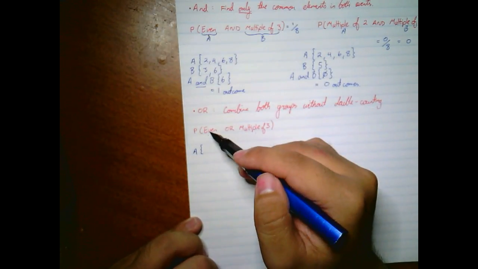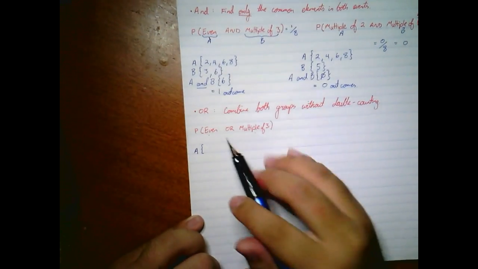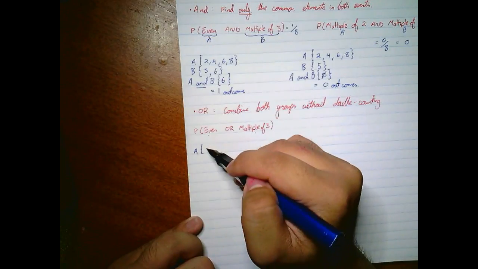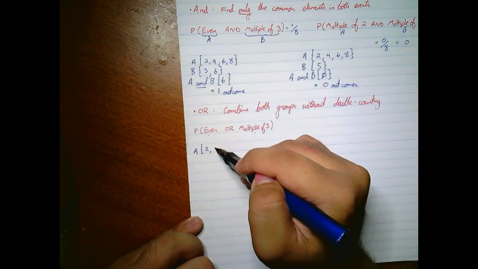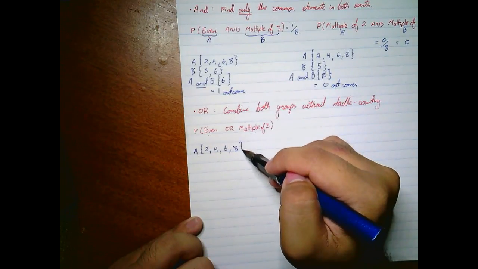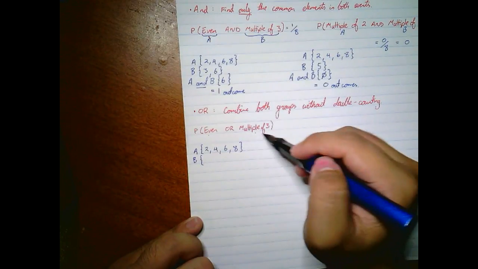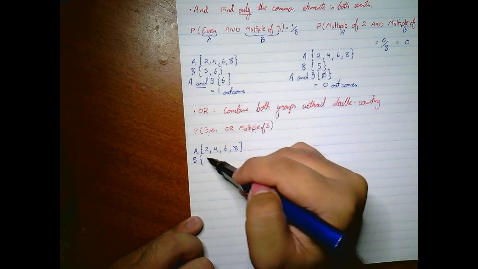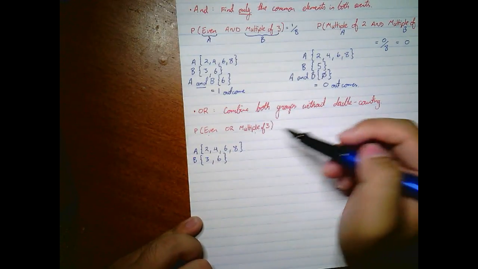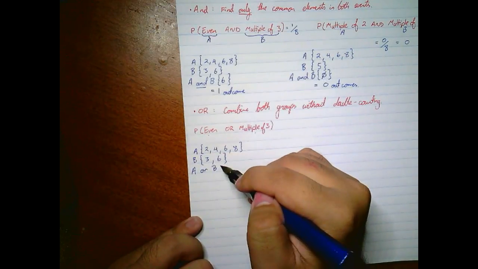Well, evens. Let's pretend we haven't done it already. I know it's there. Let's pretend it's not there. Evens from 1 to 8, sorry. It's going to be 2, 4, 6, or 8. And once again, B, the multiples of 3. Well, there's only 3 and 6. So now we're going to combine both A or B.